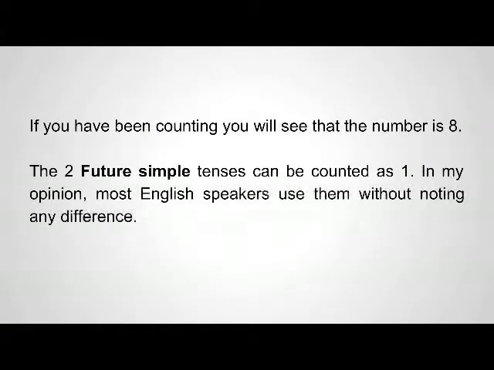The 2 future simple tenses can be counted as 1. In my opinion, most English speakers use them without noting any difference. If you are teaching and learning English for English's sake, then there are some differences between using will and using going to, but for the most part, most English speakers don't differentiate.